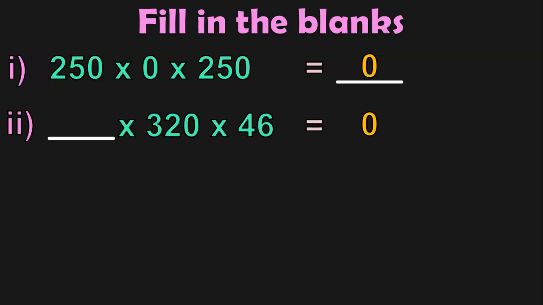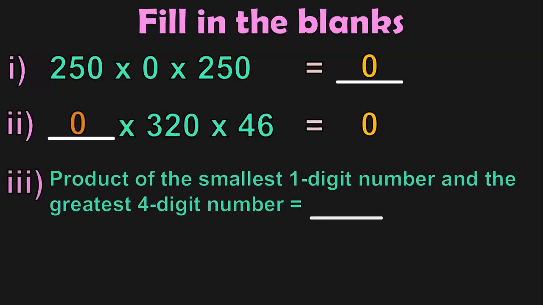Next question. Dash into 320 into 46 is equal to 0. We need the answer to be 0. So in the question, when you multiply the number with any other number which is going to provide 0, that will be the answer. So what is that we have to write in the dash now? 0, because when you multiply 320 into 46 by 0, you get the answer to be 0.